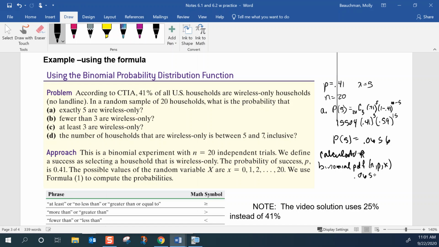So I wanted to show you how the formula worked, but use the calculator. If you have a single probability, use the binomial PDF and type in n, probability of success, and x, the probability that you're looking for.